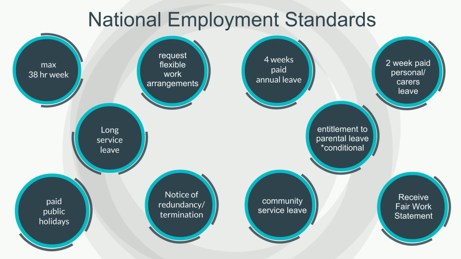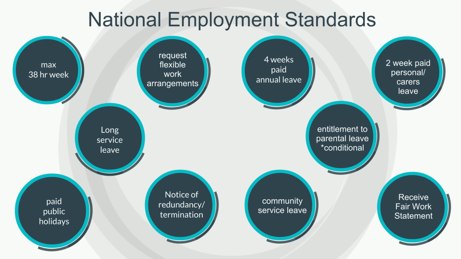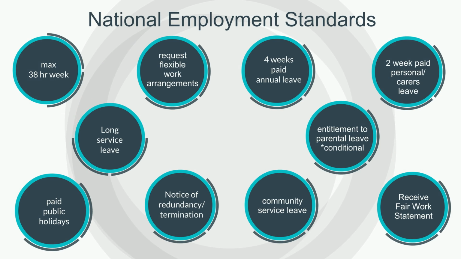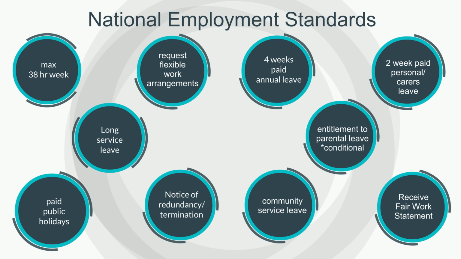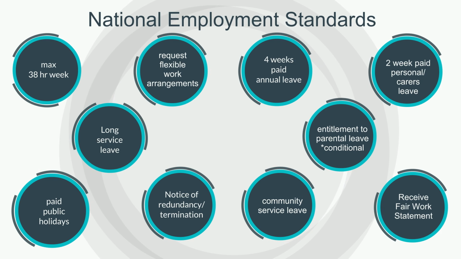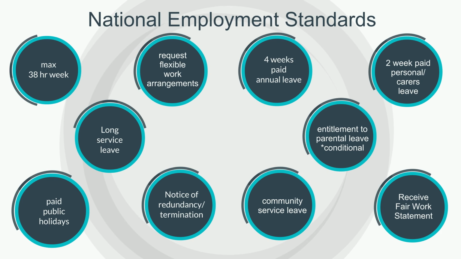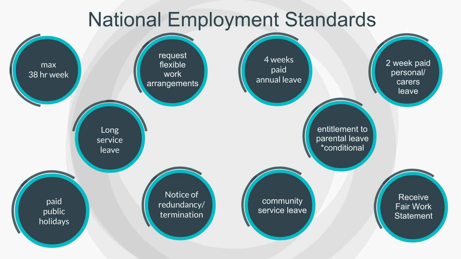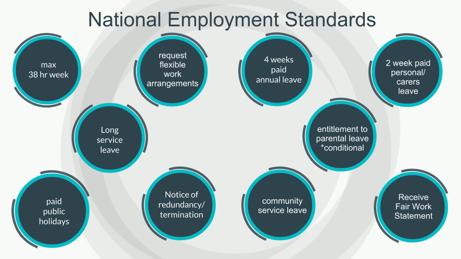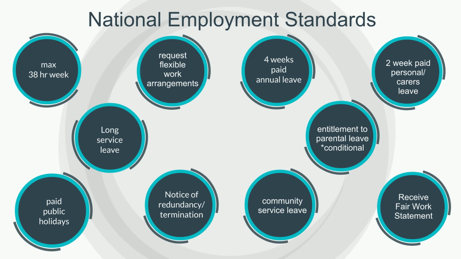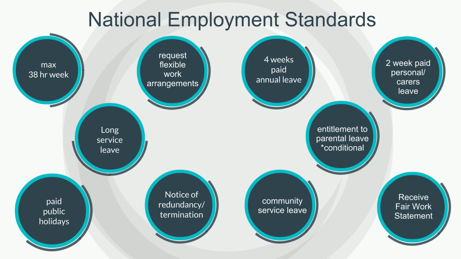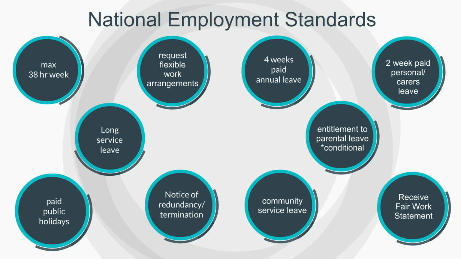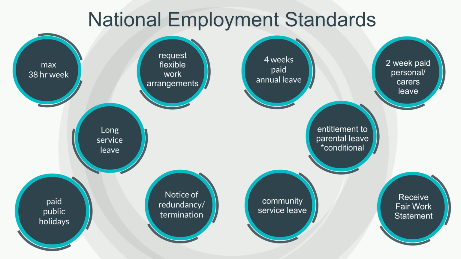The National Employment Standards, or NES, are a set of 10 unassailable workplace rights guaranteed to all employees covered by the Fair Work system. Those rights include a maximum 38 ordinary hour working week, the right for some employees to request flexible work arrangements, 4 weeks paid annual leave per year, 2 weeks paid personal leave per year, which encompasses sick and carers leave, a right to long service leave, a conditional entitlement to parental leave, the right to community service leave for events such as jury duty, paid public holidays, an entitlement to notice of termination and redundancy, and a right to receive the Fair Work Information Statement on commencement of employment.